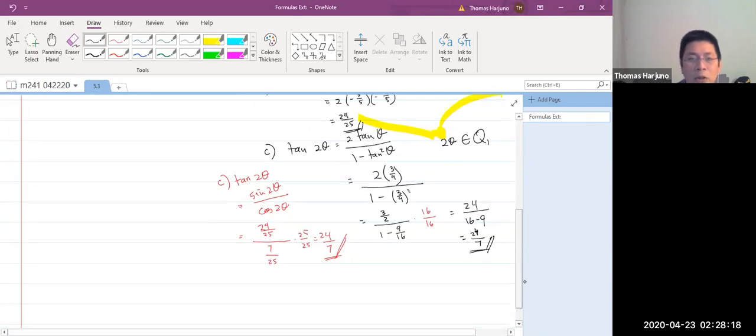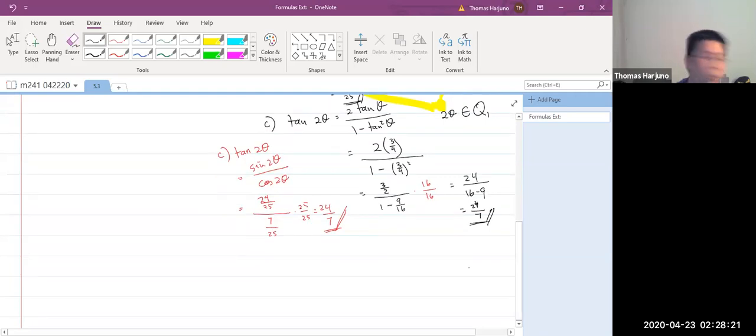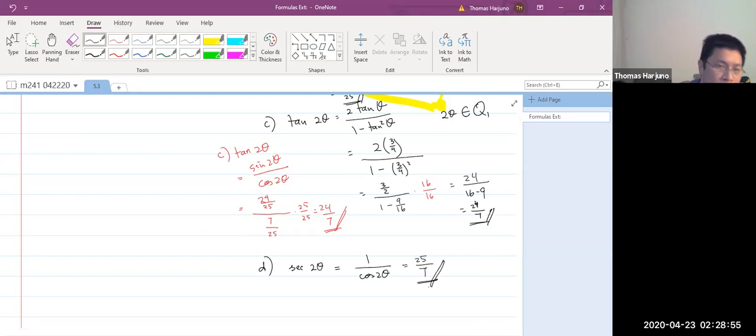Okay, that's not really that fun so far, but you have to memorize those formulas. Now, if we want to find, let's say, what is secant 2 theta, then before you answer secant 2 theta, you first answer 1 over cosine 2 theta, which we already know. Cosine 2 theta is 7 over 25, so this must be 25 over 7.